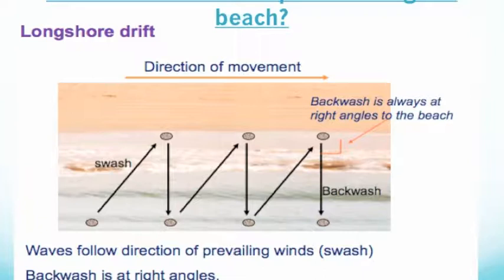The backwash is always at right angles to the beach. As you can see on the diagram, the arrows pointing downwards where the waves will come down the beach are always at right angles. Okay, so your swash is the direction that's moving your particles down the beach. So if you were to draw an arrow to show the movement in the direction of longshore drift, you can see at the top the direction of movement would be going from left to right. So waves follow the direction of the prevailing winds, the backwash is at right angles, and the movement of sediment along the coastline follows this longshore drift.